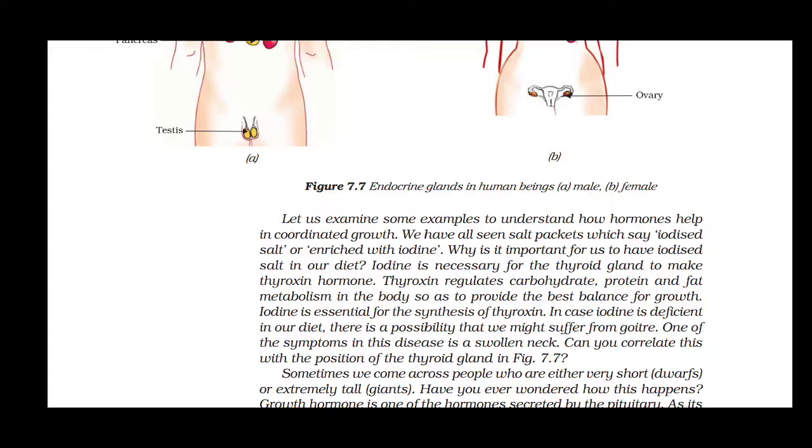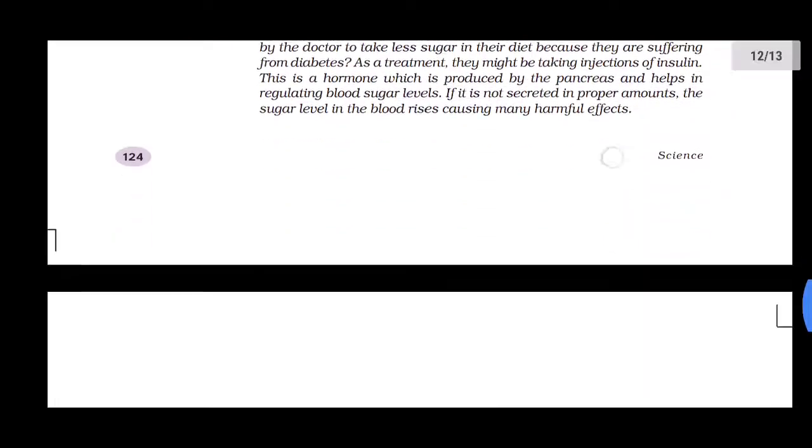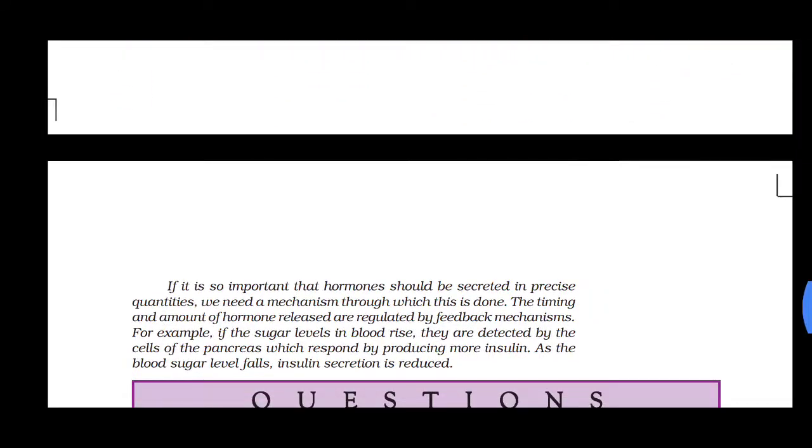Other than this, in the female, there is one more hormone that is secreted, named progesterone. This hormone is secreted only when a woman is pregnant. During the 9 months of pregnancy, the female body will secrete this progesterone hormone, and the estrogen hormone will not be secreted at all during these 9 months. After the delivery, the estrogen hormone will again start to be secreted, and the progesterone secretion will be stopped.